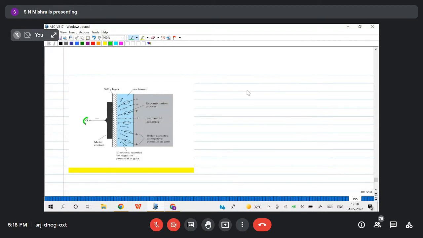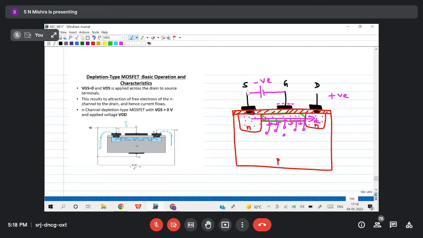See the vertical view, then you can understand. This is my gate terminal. I have applied negative voltage here. So this negative potential is repelling the electrons. You see the electron arrows are outside the channel, and the holes are moving into the channel. So in this process they get neutralized, so the electron concentration will reduce in the channel region. Electron concentration reduces means the number of electrons crossing from source to drain will also reduce. That means what happened to the current?